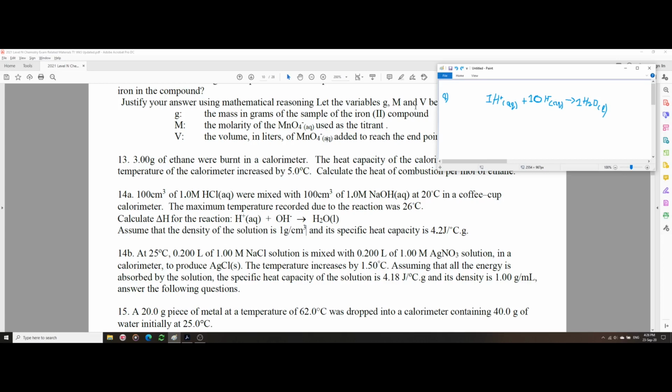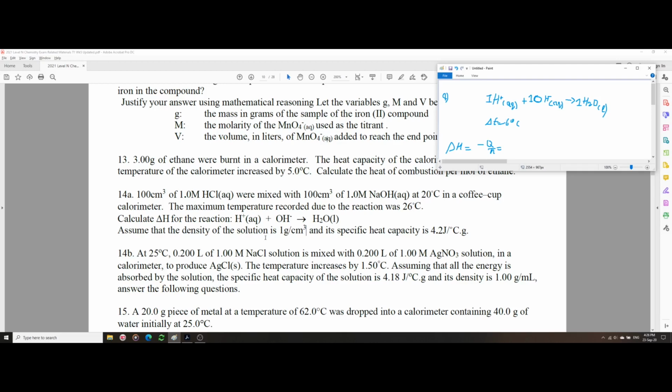Okay, so question 14A. We're mixing hydrochloric acid with sodium hydroxide in a coffee cup calorimeter, and the temperature goes to 26 degrees, so that's a 6 degree change. We're looking for the delta H, so that's delta H equals minus Q over n, and then we're going to substitute later. So we have the hydrogen ion, H plus, and OH minus, to give H2O, water.